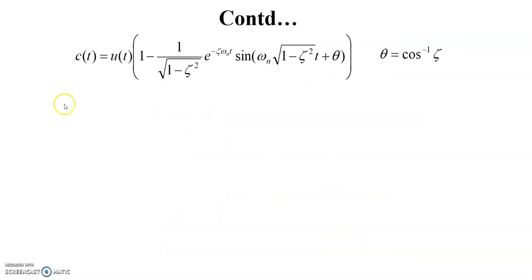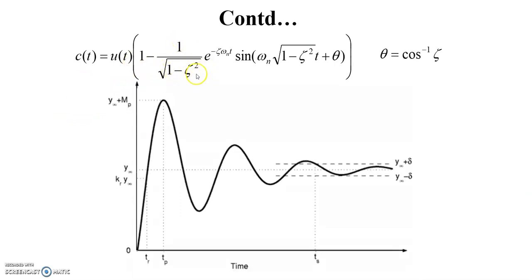So c of t is equal to u of t into 1 minus 1 by root of 1 minus zeta square e power minus zeta omega n t sin(omega n root of 1 minus zeta square t plus theta). The theta is cos inverse of zeta. So this is a standard second order response, where this is the rise time and this is the peak time. TR is the rise time, TP is the peak time, and TS is the settling time. There is some percentage of oscillations in the settling time.